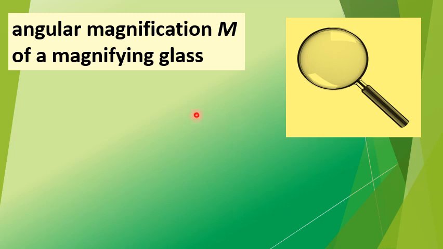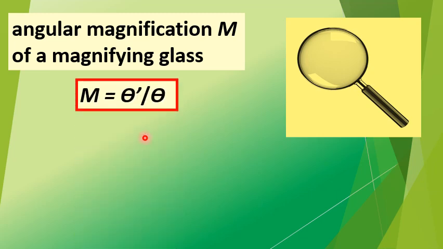First in our list of optical instruments is the magnifying glass, which is simply a converging lens or a double convex lens. Its angular magnification, denoted as capital M, is equal to the angular size theta prime of the image with the magnifying glass divided by the reference angular size denoted by the angle theta.